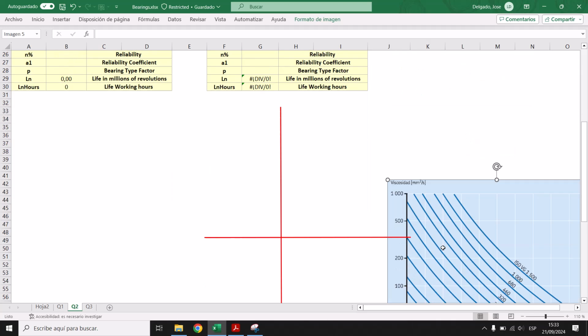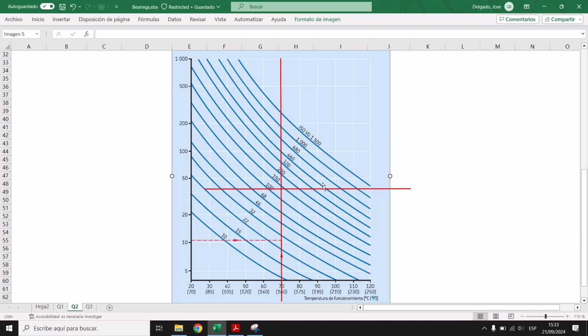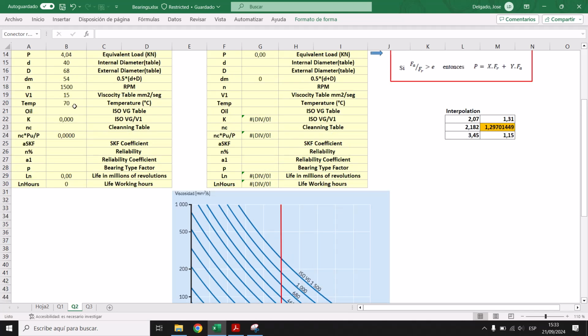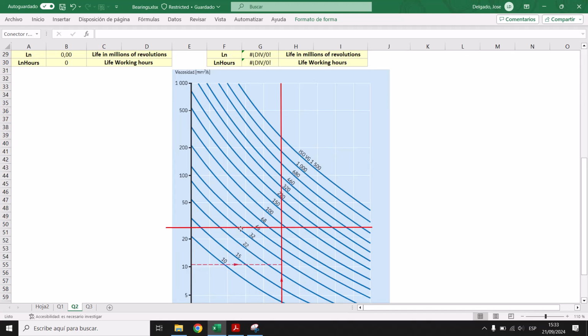Here we have 70. Oh, okay, we were here. And we have 70, with a viscosity of 15. So we are almost here. Imagine we are almost here. You should always select the next one, not the closest one. If we were here, our answer would be 32, but we are almost here, so our selection should be 46.